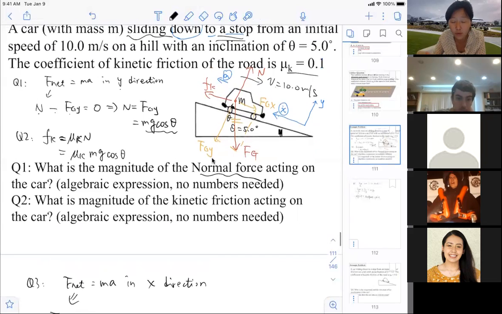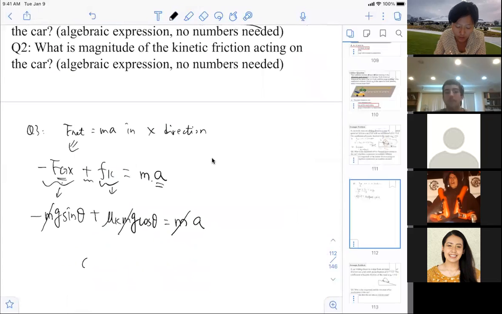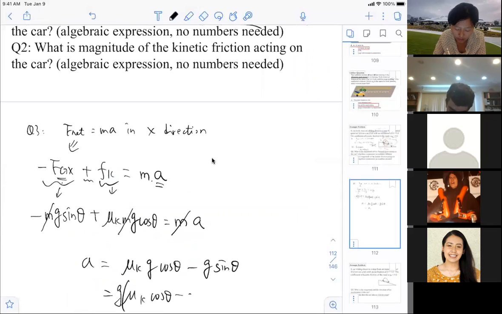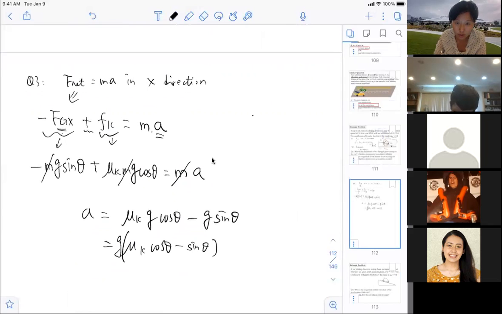It doesn't even give you the numbers. You didn't really need the mass. So you found the acceleration to be mu k g cosine theta minus g sine theta. Or if you wanted to group it a little bit more, you can say it's going to be g times mu k cosine theta minus sine theta. So that is the third question. That is your acceleration. Any questions about what I did here?